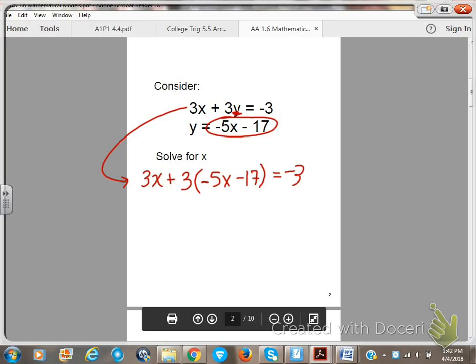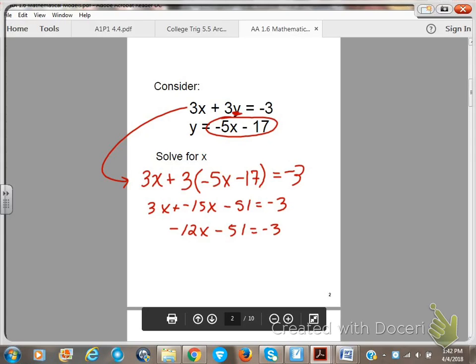So Carly, if we wanted to get x by itself, what would you do first here? I distributed 3. Agreed. So 3 times negative 5x is negative 15x. And then 3 times negative 17 is negative 51. Negative 51 equals negative 3, and we still have this 3x out in front. On the left, if you combine x's, what does that give you? Negative 12. So we have negative 12x minus 51 equals negative 3.